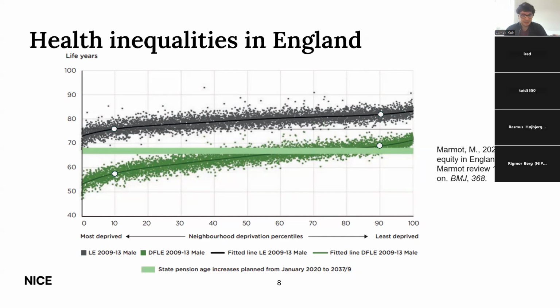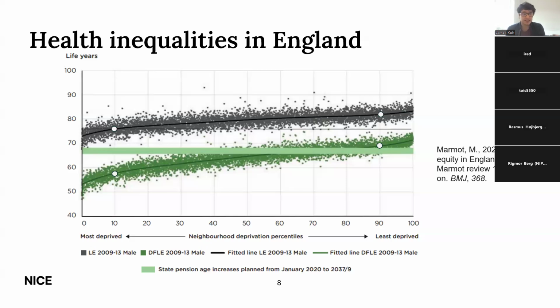Disability-free life expectancy, just for those who aren't familiar with it, works like this: if you live a year of your life with a limiting illness or a long-standing disability, then that year is excluded from your life expectancy estimate. So it's a reflection of the health that you experience over your lifetime as well.